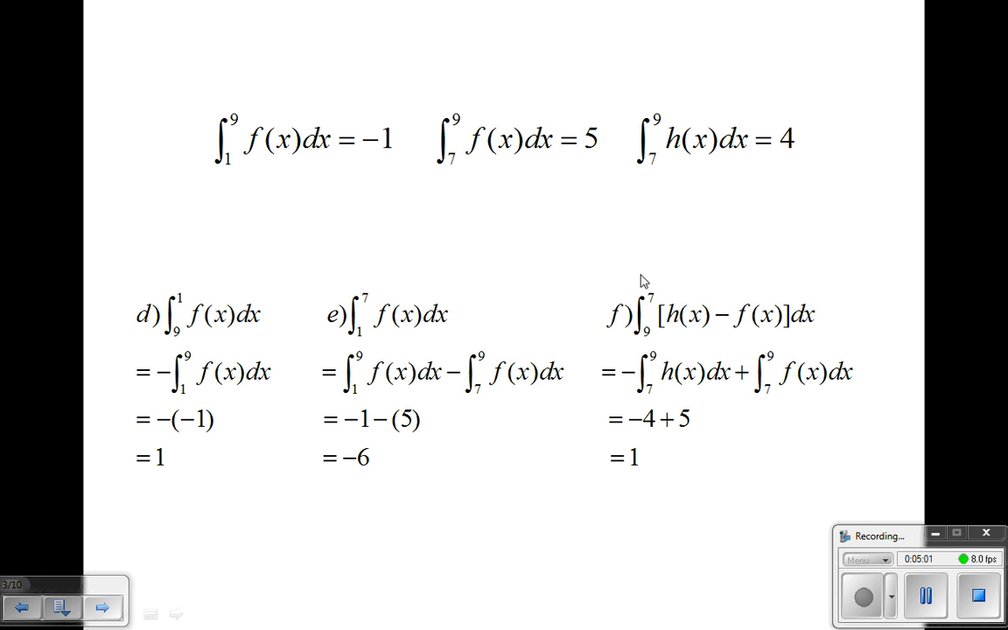This one, same kind of thing. I want to flip my limit, flip my integral over, so it goes 7 to 9. When I flip it over, I have to put a minus sign out in front. That's our property. And then I can take each of these separately and subtract at the end. So again, once I flip my integral over, it'll be a negative h and a positive f. So here's my negative h and my positive f. Okay, plug in values and you've got it.